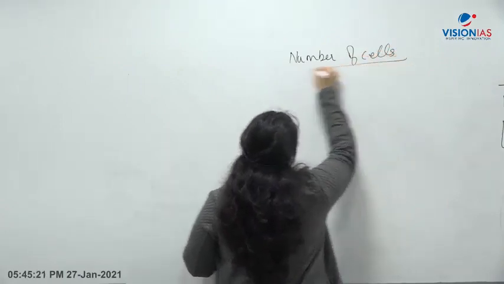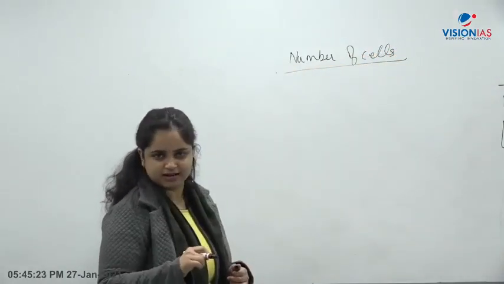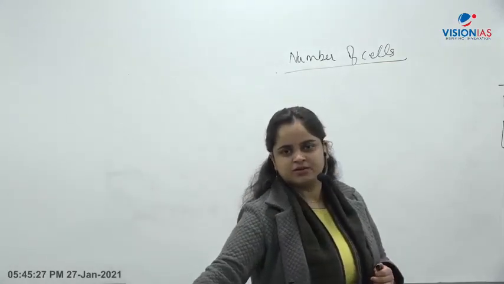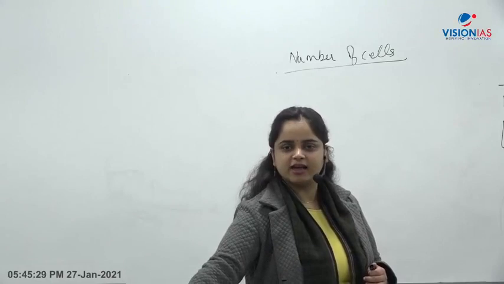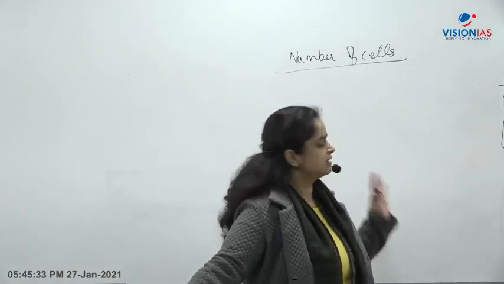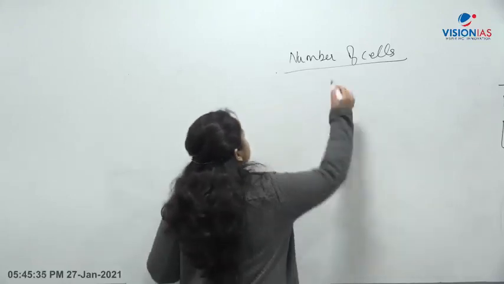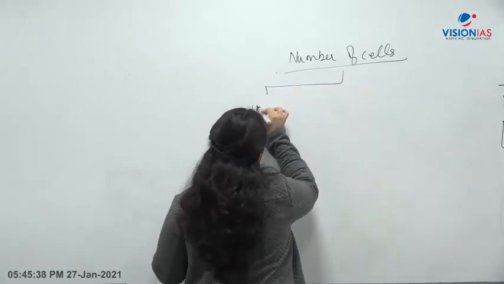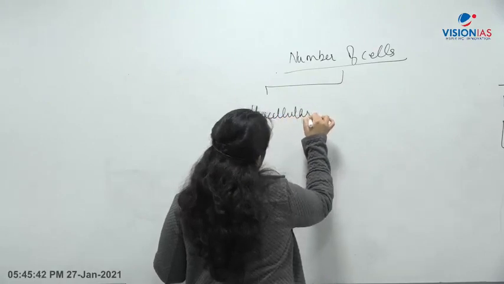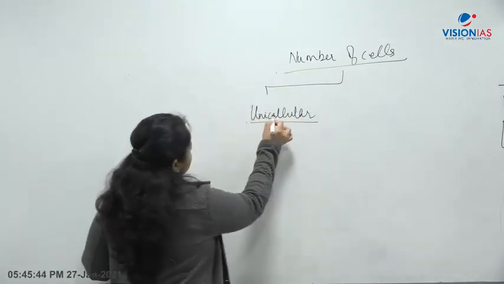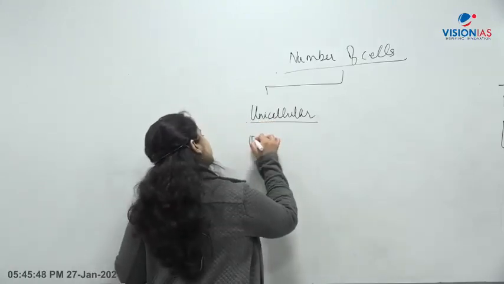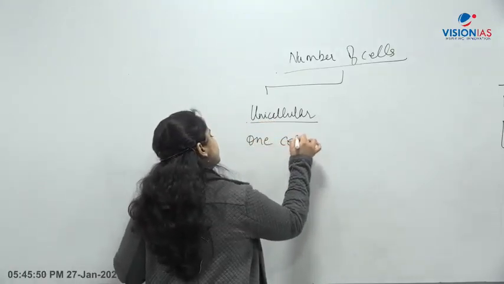And depending on that, we have two types of organisms. Okay, now we are talking about organisms. These cells are making organisms, making different living things. So we're going to talk about their classification. Based on the number of cells, we have unicellular, and the word should tell you uni means one. So these are the organisms which have only one cell.